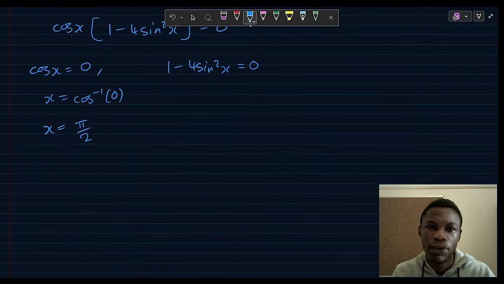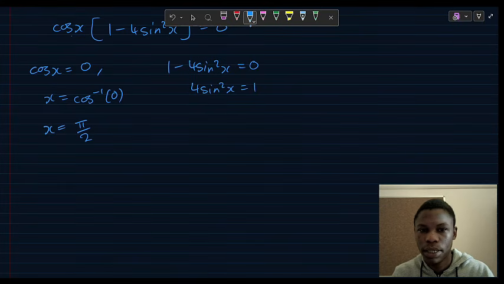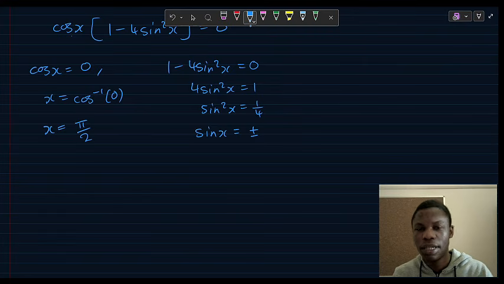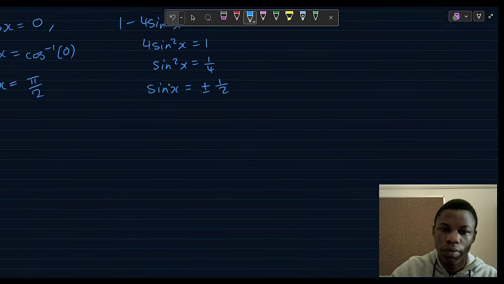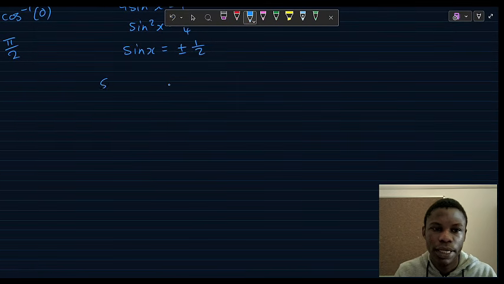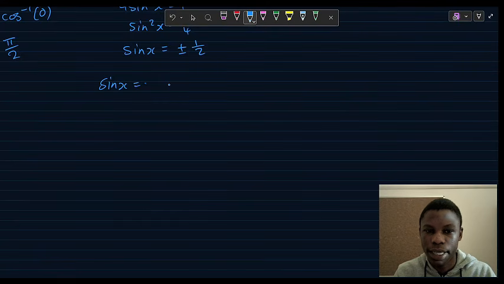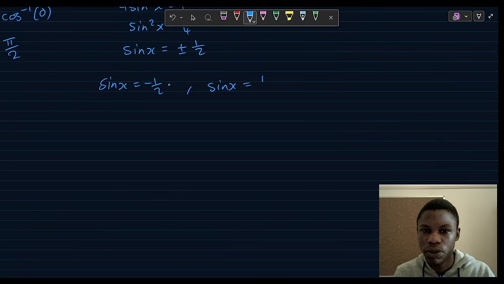Let's solve the other equation. So this becomes 4 sine squared x is 1. And so sine squared x has to be a quarter. And so if you take the square root on both sides, sine x is, remember, plus or minus root a quarter. Root a quarter is 1 over 2. So plus minus 1 over 2. And now we've got two equations. Either sine x is negative 1 over 2, or sine x is positive 1 over 2.